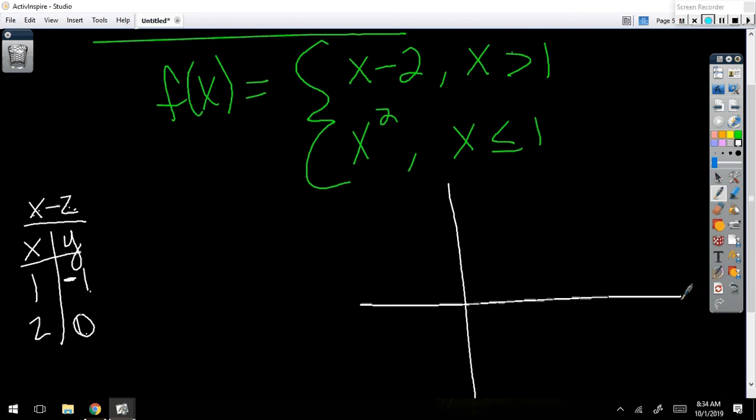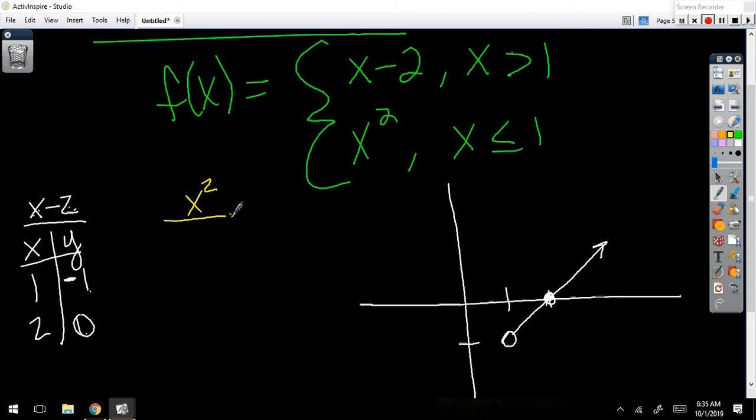Okay. Do I start with an open dot or a closed dot at 1, negative 1? Why? It's not or equal to. 2, 0. Do we all see that that's when x is greater than 1? X gets greater to the right. That's that piece of line. That's why it's called piecewise. It's a piece of a line and a piece of a parabola put together for one function. Okay? How about the second one?